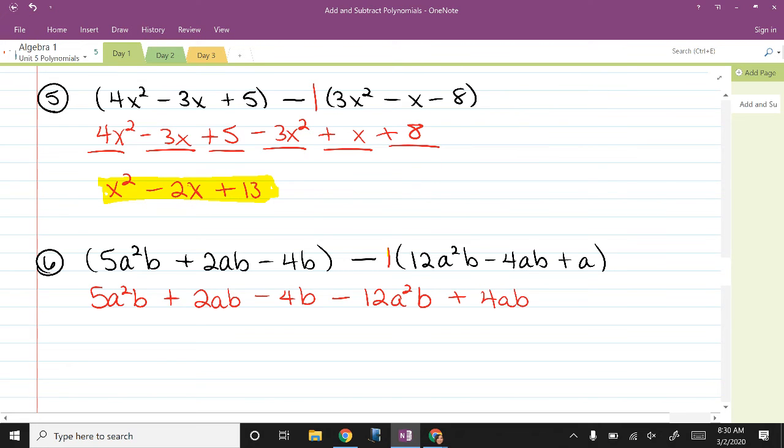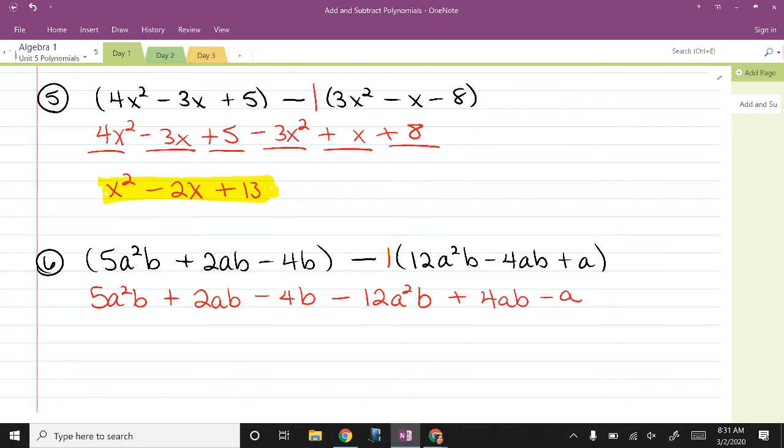Now you'll see if you don't change one of them, it's going to mess up your whole answer, right? So you've got to make sure that you keep the first exactly like it is and change all the signs in the second one. Y'all be careful when you have more than one variable. Just for instance, is an a squared b the same thing as an ab squared? No, those are not like terms. Okay? So the a's and the b's have to have the exact same exponent on them for them to be like terms.